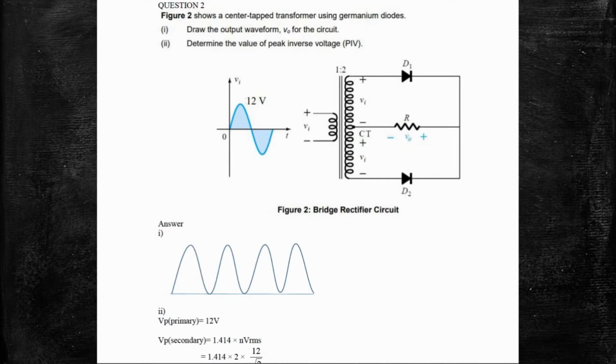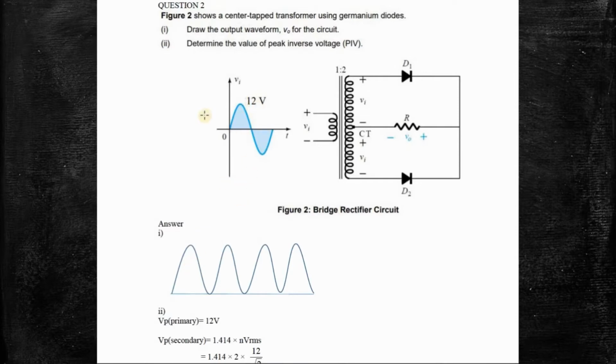Figure 2 shows a center tap transformer using germanium diodes. First, draw the output waveform for the circuit, and second, determine the value of peak inverse voltage (PIV). This is the circuit, a rectifier circuit with two germanium diodes and a center tap transformer with the ratio 1:2. This is the Vin waveform, with 12 volt amplitude.